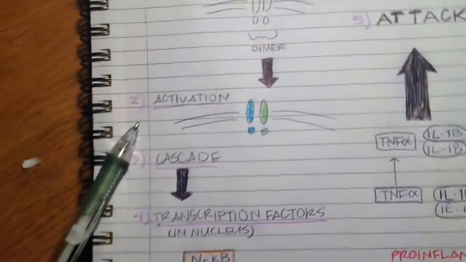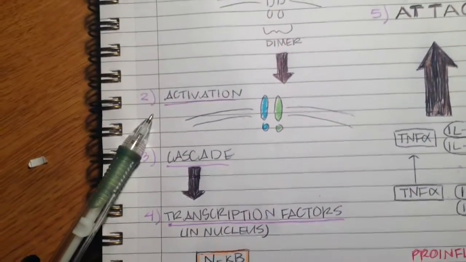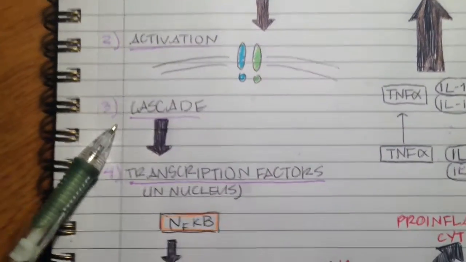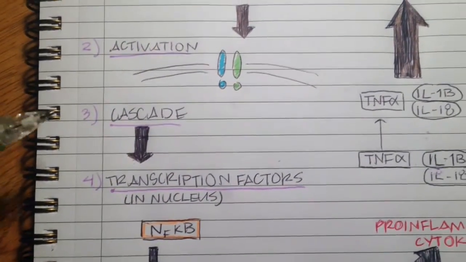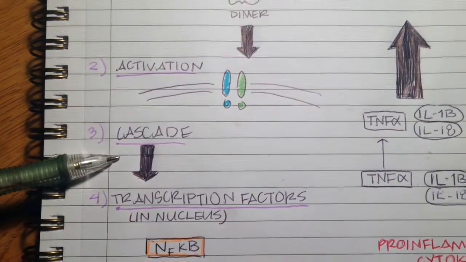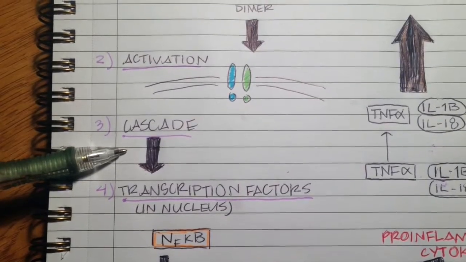Once the dimer, which is just 2 molecules linked together, is formed, it becomes activated. From here, the dimer can carry out the necessary functions to eliminate the threat. To do so, the 2 TLRs initiate a series of events, or a cascade, that are pretty complicated, but ultimately this third step leads to the activation of transcription factors, which is step 4.